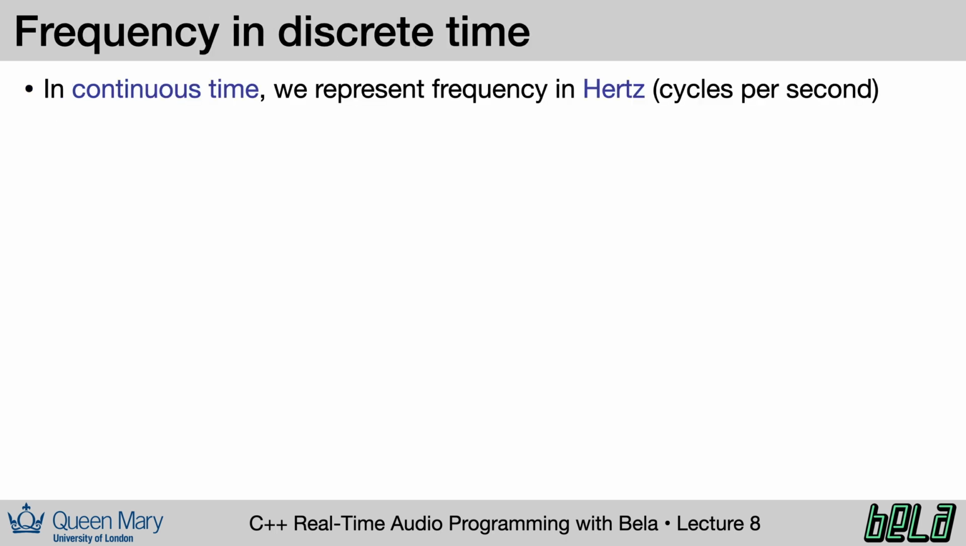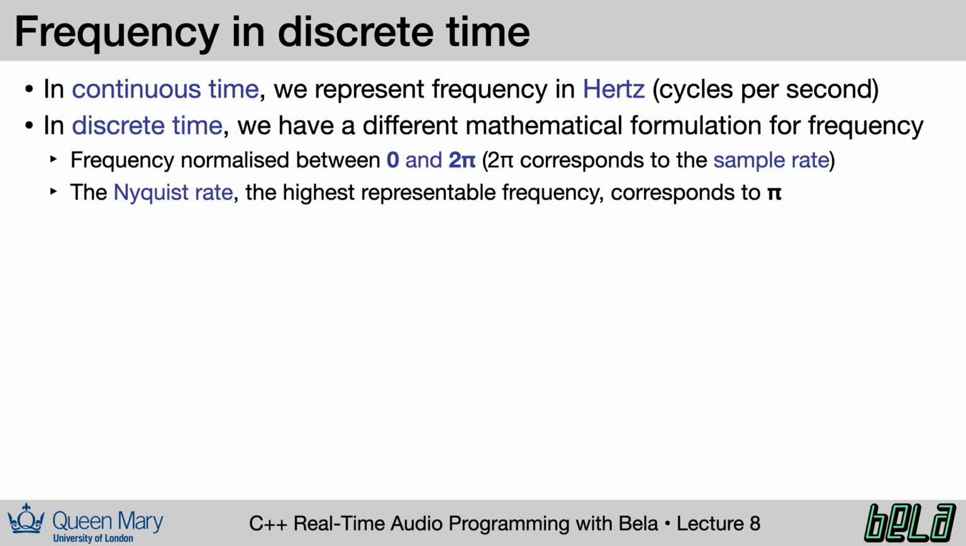One last bit of terminology before we get into filter equations is to understand how frequency is represented with digital filters. When we operate in the continuous time analog world, we represent frequency in hertz, which is cycles per second. By contrast, in discrete time, we have a formulation for frequency which might be unfamiliar. Frequency in discrete time is normalized between 0 and 2 pi, where 2 pi corresponds to the sample rate.